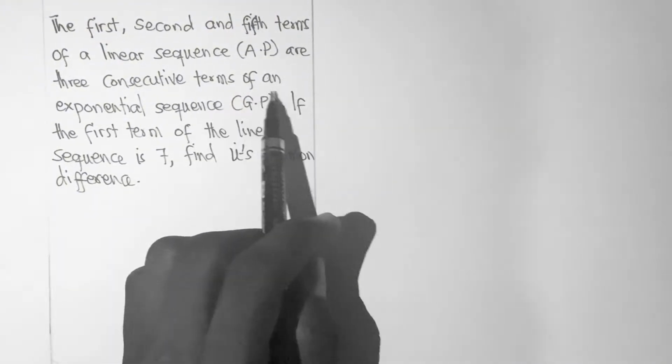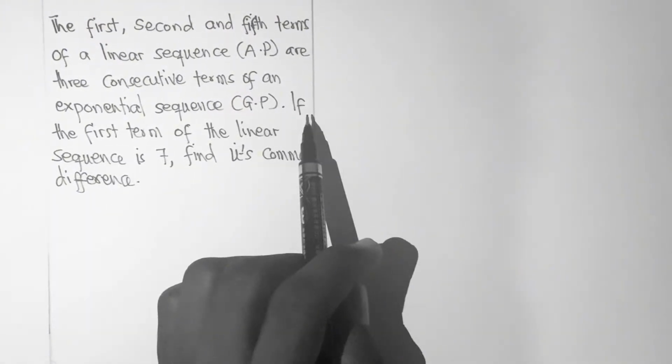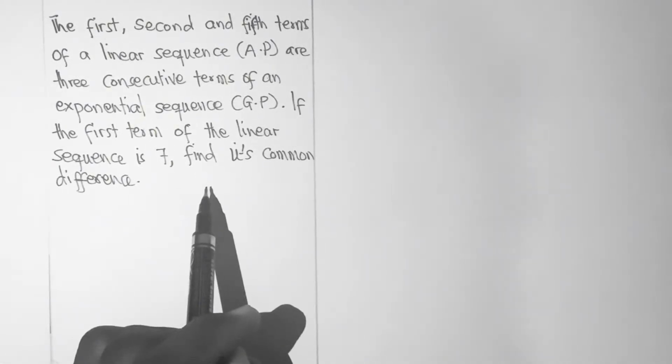are three consecutive terms of an exponential sequence, GP. If the first term of the linear sequence is 7, find its common difference.